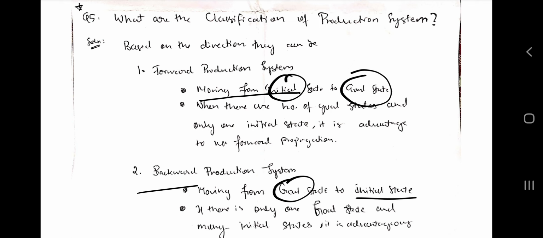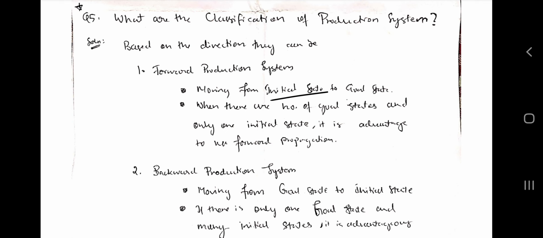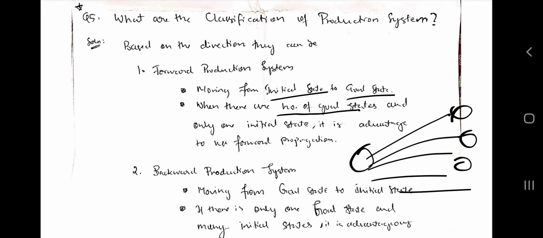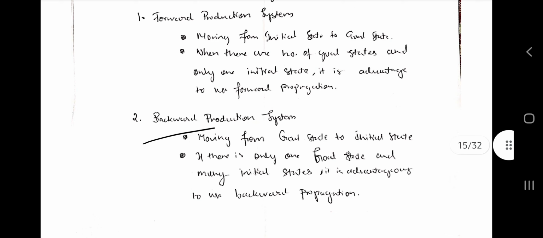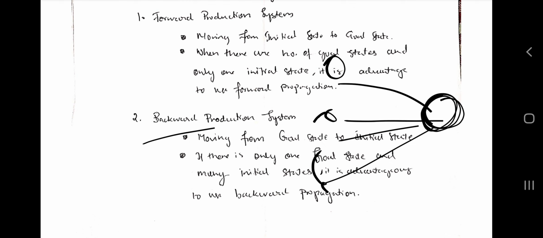Now comes the wisdom part: why we are doing this. Initial state to goal state is followed when there are a large number of goal states. For example, this is the initial state and there are many goal states. If you choose one goal state, it's not sure you'll reach it, but if you start from the initial state, you'll reach all the goal states and get to know which is the correct one. So in that case we use forward propagation. Backward propagation means there is only one goal state but many initial states. You start from the goal, see which is the best optimal position, and at the end you reach just one initial state. That is called backward propagation.